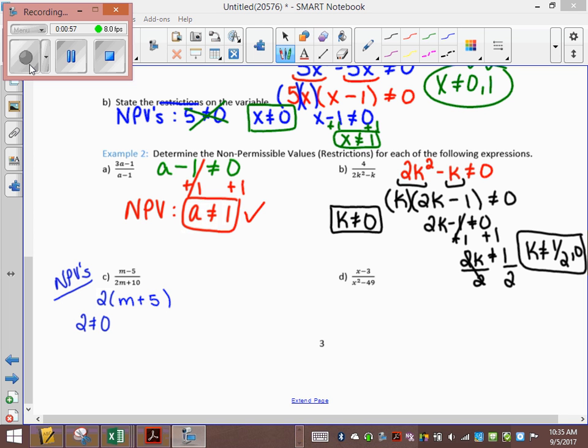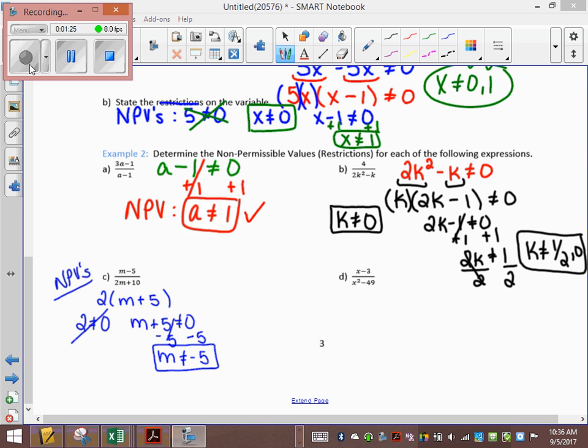The restrictions only come when you have a variable because the variable could be a number, and we want to state all the numbers that it could be that would make the denominator be 0. So this one doesn't get us an NPV, so I just cross it out. Then I have m plus 5 cannot equal 0. How do I move the 5 over if it's a plus 5? Subtract. So I have m cannot equal negative 5. And that's my only NPV.